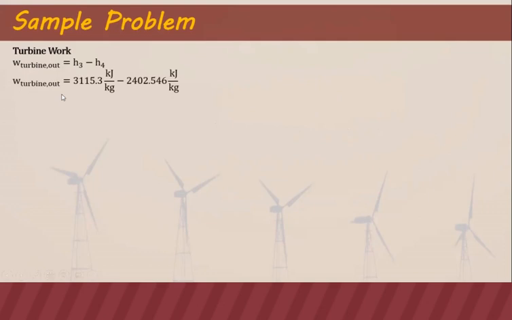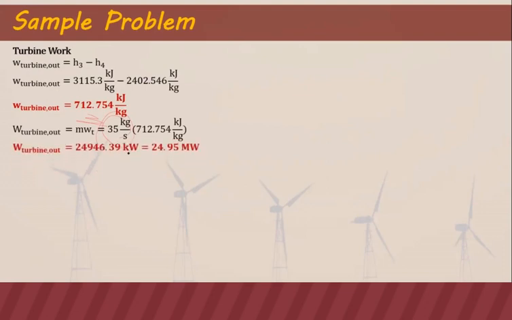So from our enthalpies, we can get turbine output as 712.745 kilojoules per kilogram. Again, multiplying it by 35 kilograms per second, our power output is 24.95 megawatts. So this is the output only of the turbine, and this is not yet the net power output. But this is just the output of the turbine. That's 24.95 megawatts.